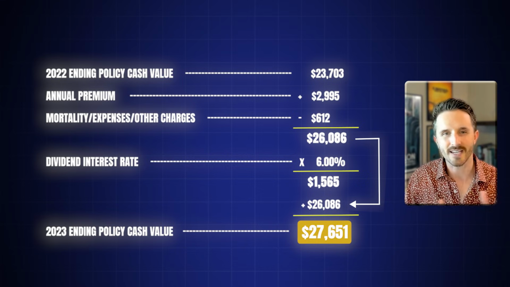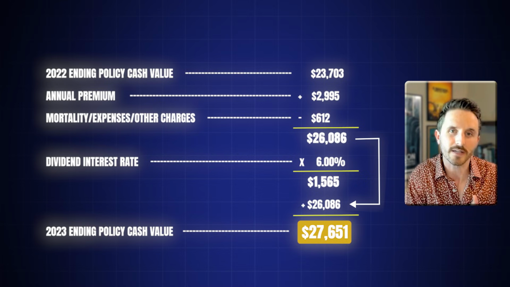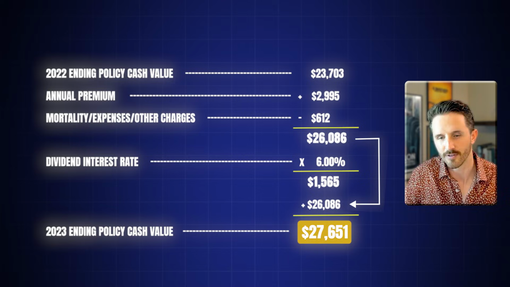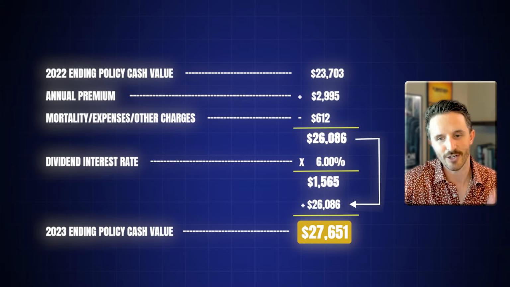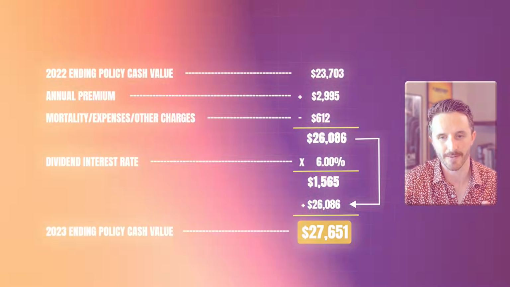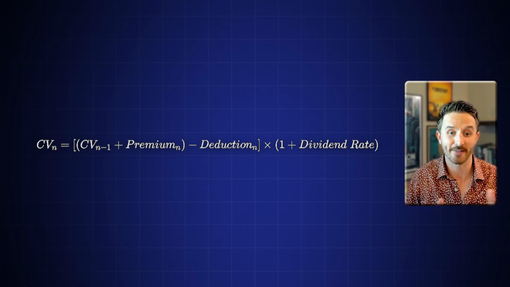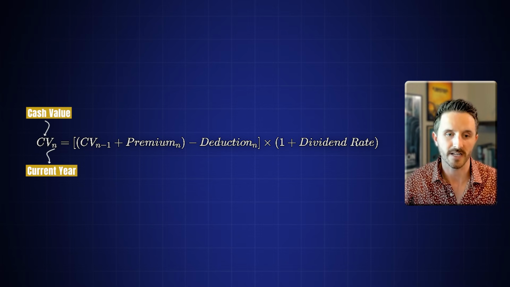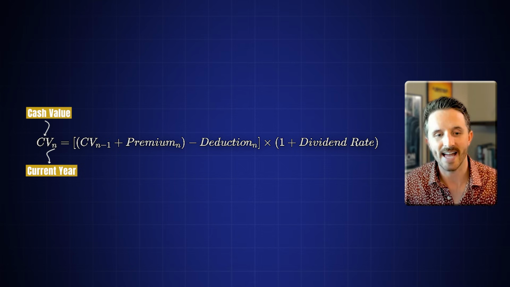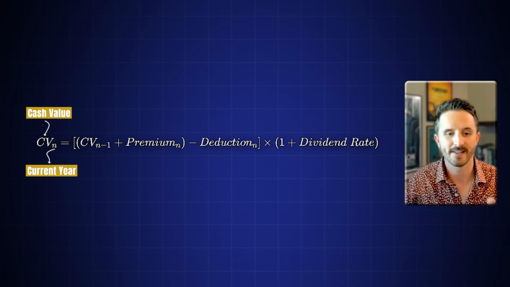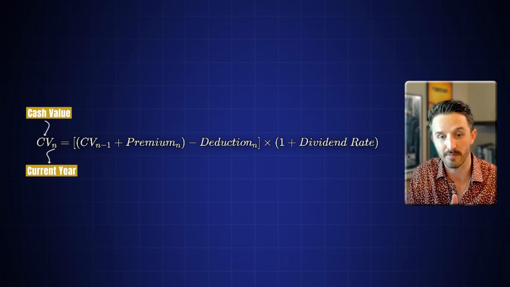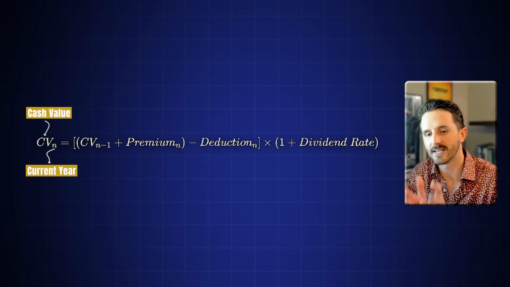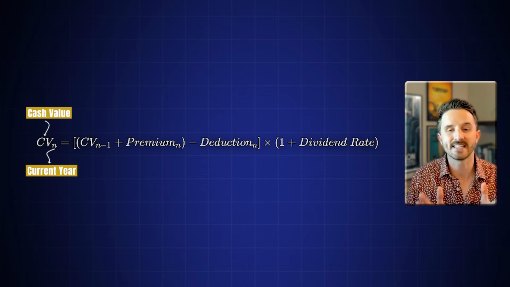So like I said, just a really easy way to break it down. It's actually more complex than that. It's not just this simple, but this is roughly speaking the way to find it out. And what I did is I took this idea and I turned it into a formula. So here is what this looks like in a math formula, right? You have your cash value sub n, and sub n means the current year, and that equals CV sub n minus 1, so that's last year's cash value, plus the premium, minus the deduction, times 1 plus the dividend interest rate. So that is how you find the cash value.